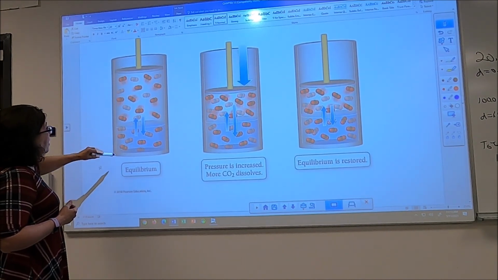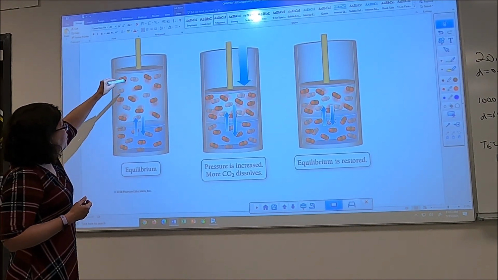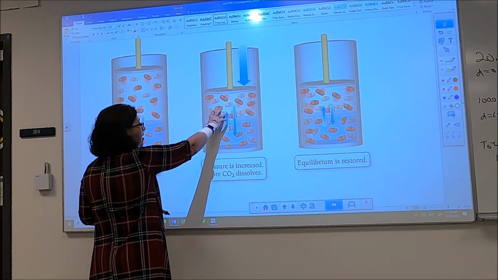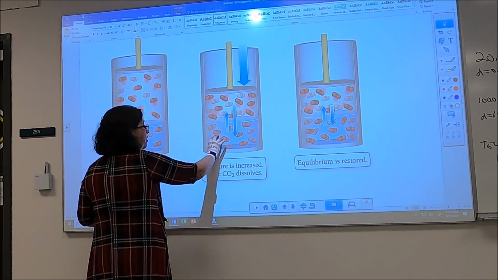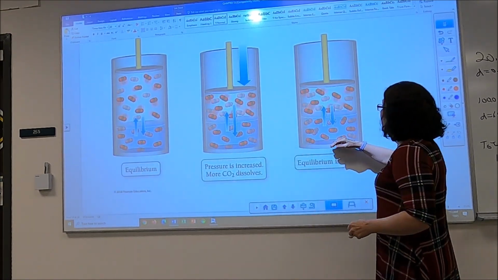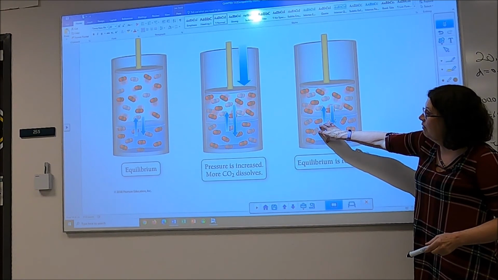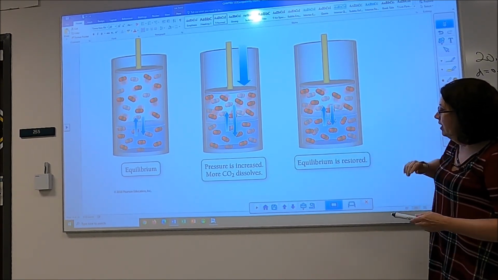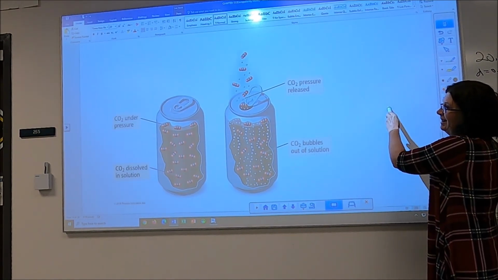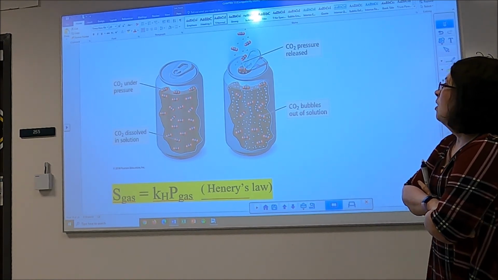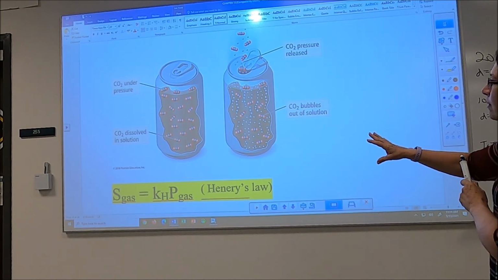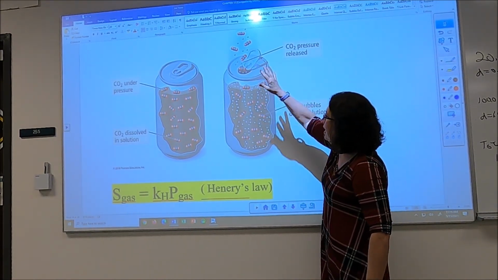Okay? So it's in equilibrium. X number of particles here, X number here. As you increase the pressure, you have more collisions from the top than from the bottom, at the barrier, and more gas starts to dissolve until you get a new equilibrium where you have more particles dissolved in the liquid. So increase the pressure, increase the solubility. Okay, I was just talking about it. So the CO2 pressure is released. You've decreased it over the top, and it starts to come out of solution, and it fizzes out.